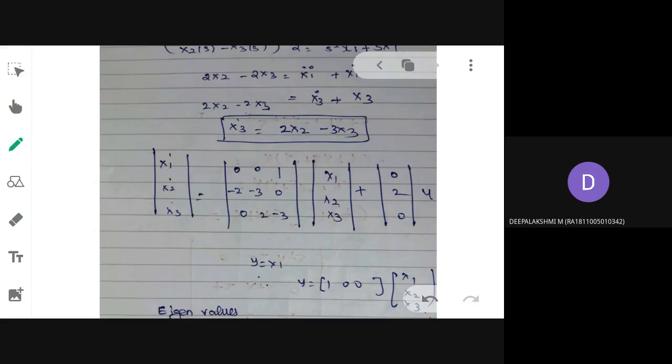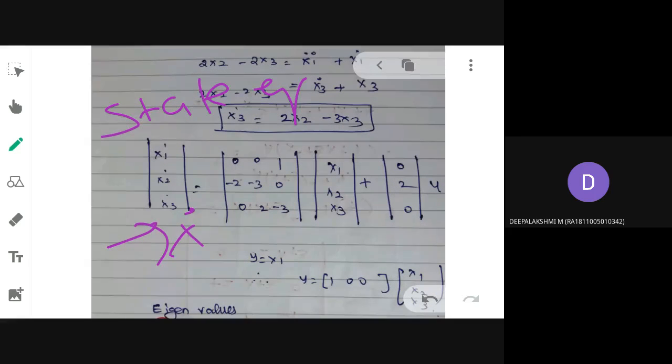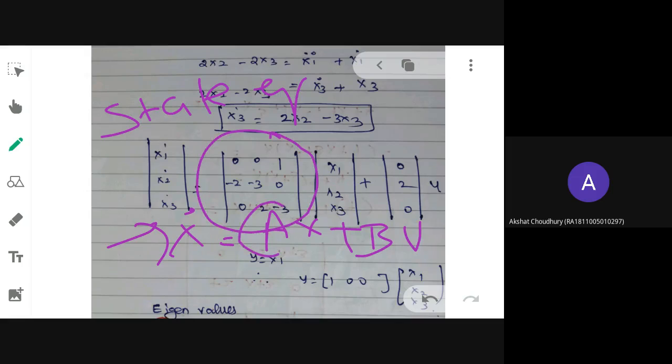Okay. So what is the name of this equation? State equation. Okay. So this is of what form? X dot is equal to Ax plus Bu. So from this, what are your A and B? This entire matrix will be your A, and this one will be your B. So A and B are known to you.